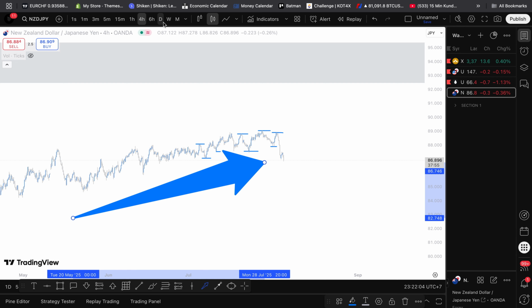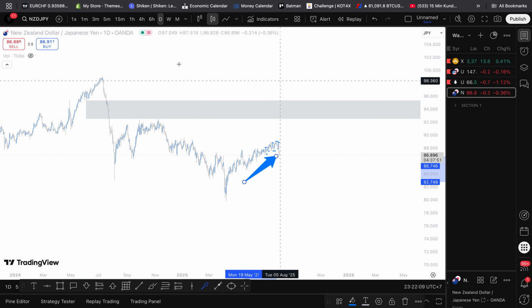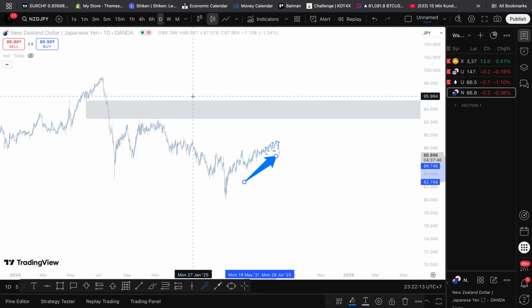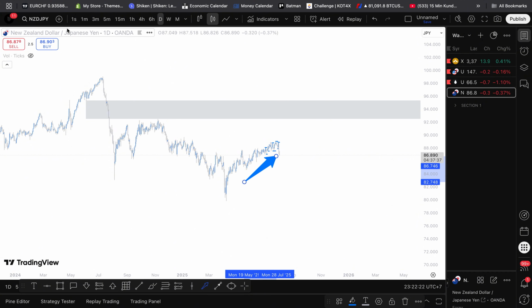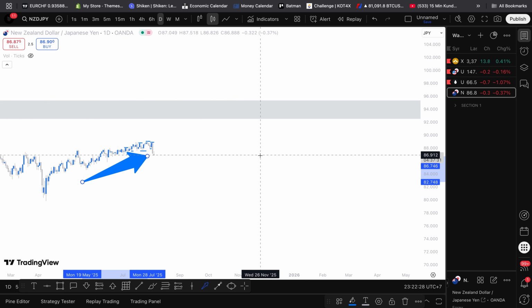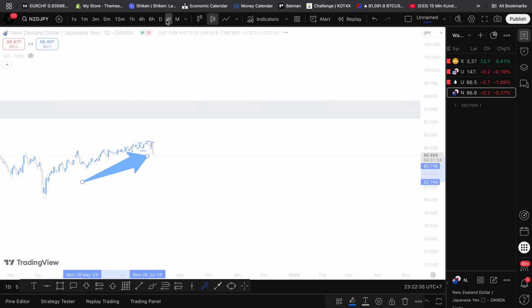That demand slash supply you see above is simply supply from the previous trend, so that's from the previous trend. And what I'm going to do is go on the weekly chart.